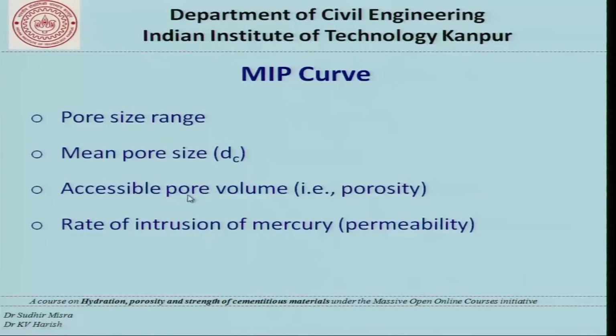Whatever mercury enters into the sample is usually the accessible pore volume. So, if you take the derivative of this with respect to time, you typically get the rate of intrusion of mercury, which is an indication of the permeability of the system.